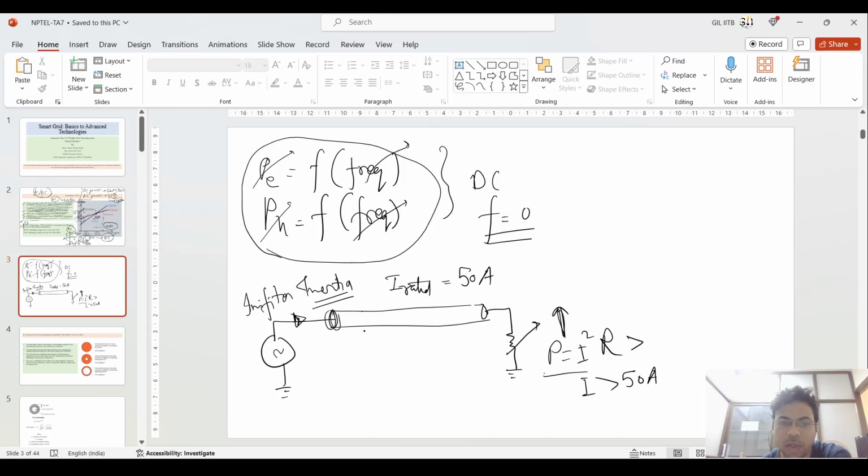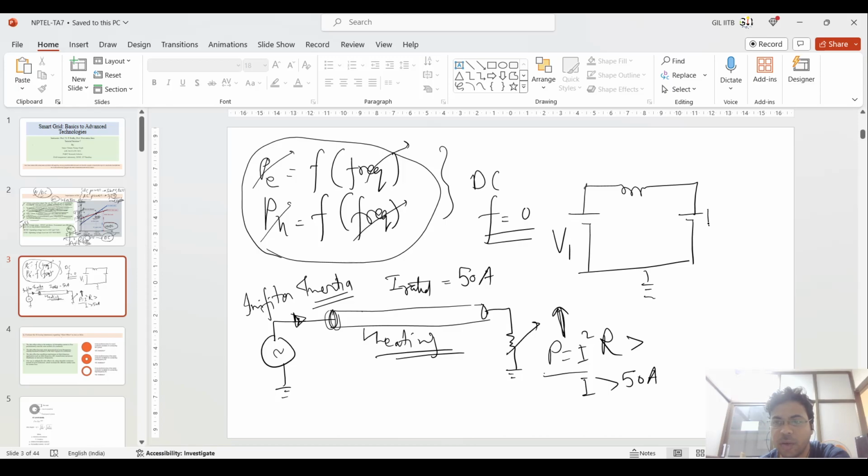So the limit, a heating problem, will occur inside this wire, and this wire is not capable of carrying a current greater than 50 amps. So this type of problem is inherently experienced in the AC distribution system, and cannot be seen in the DC distribution system, because if you see the DC distribution system, this kind of system is there.